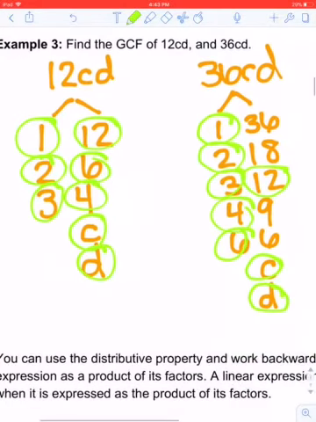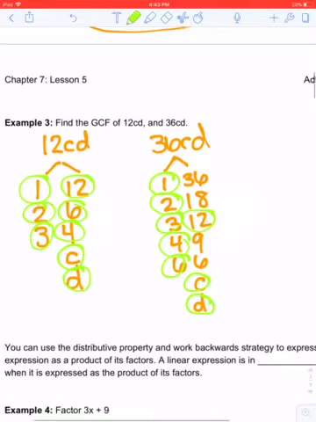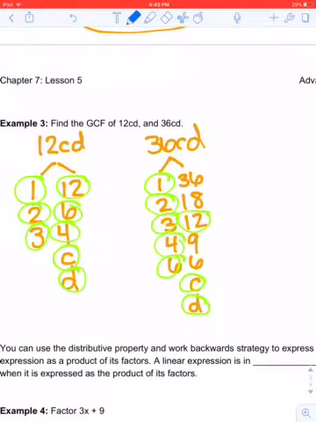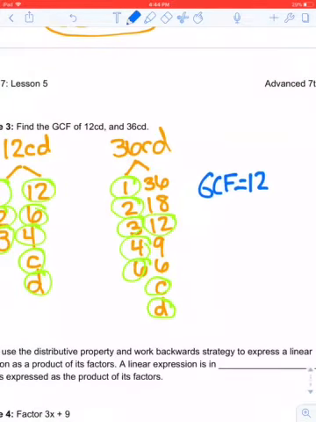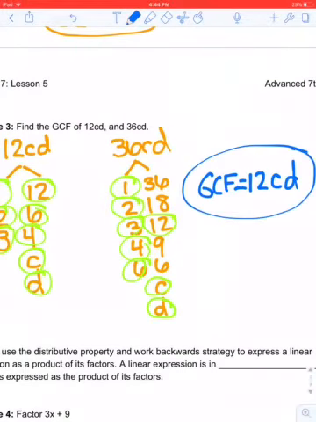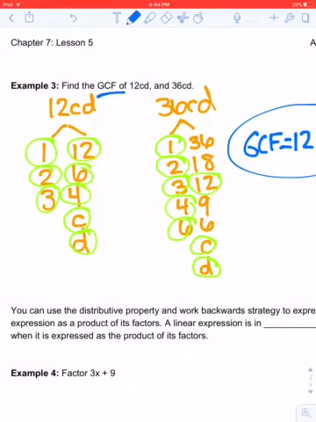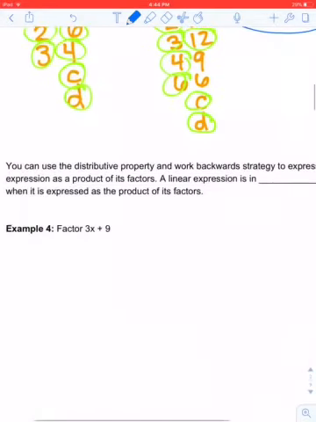So now when I go ahead and write my GCF, I'm looking for the number that is the largest, and as you can see the largest number circled in both is in fact 12. So we can write GCF equals 12, but we have to check our variables, and we can see that we've circled both the C and the D, so our GCF is 12CD, because they share those things. Remember, GCF is greatest common factor, so we're looking for the number that is the largest.